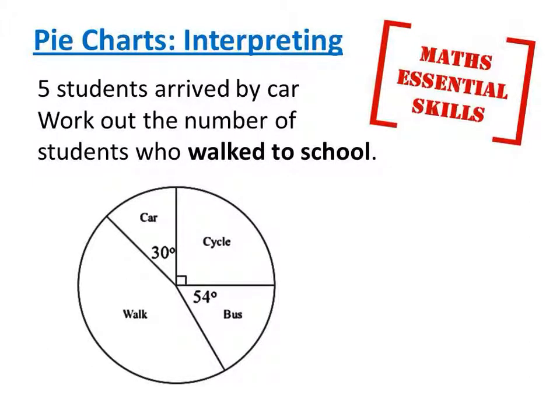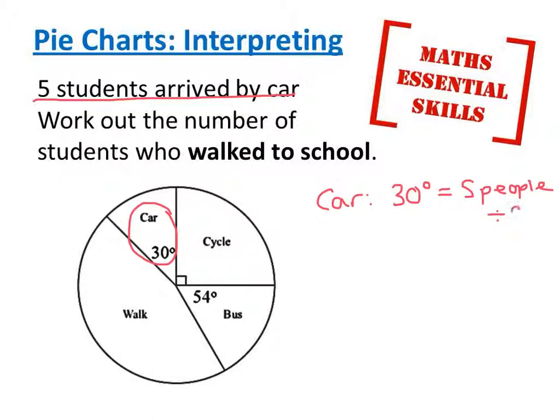When interpreting pie charts, always spot the sector of the pie chart that you know two things about. In this one, we know that 5 students arrived by car, and we also know that the car sector is worth 30 degrees. So for the car, we know that 30 degrees represents 5 people. Now I want to know what one person's worth, so I'm going to divide this by 5. And that clearly shows me that 6 degrees on this pie chart is worth one person.